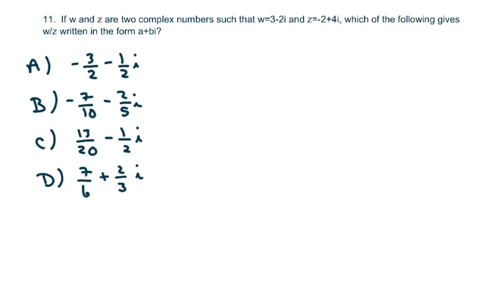Okay, the next one is very similar. Basically, we have two complex numbers, 3 minus 2i and negative 2 plus 4i, and we want to divide and simplify. So we're just putting 3 minus 2i over negative 2 plus 4i. Now I'm going to multiply this by the complex conjugate of the denominator, which is negative 2 minus 4i. And then you also have to do it in the numerator.